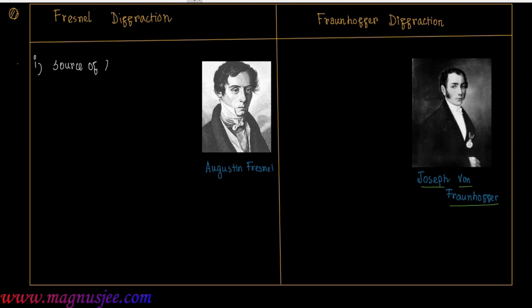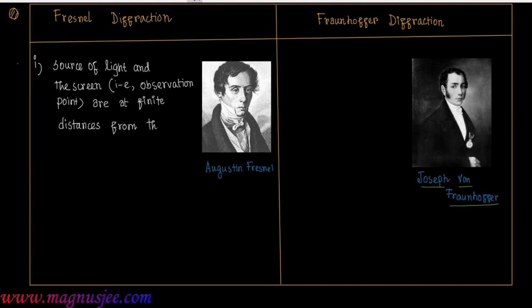For Fresnel diffraction, the source of light will be at a finite distance. The source of light and the screen, that is the observation point at which the diffraction pattern will be formed, are at a finite distance from the aperture or the obstacle, that is, from the slit.